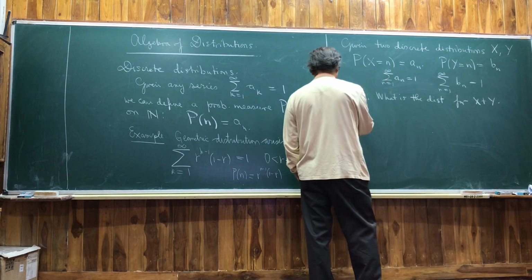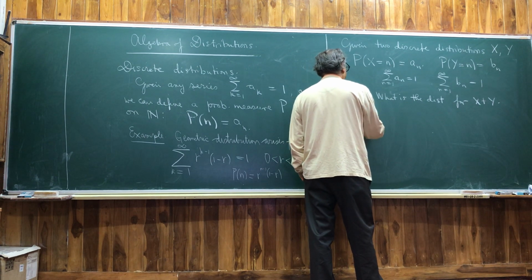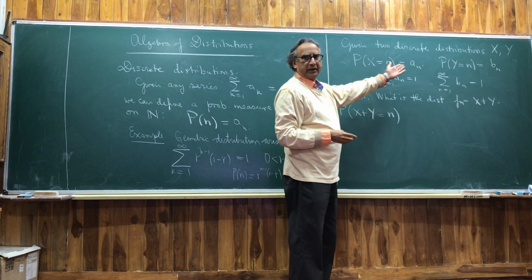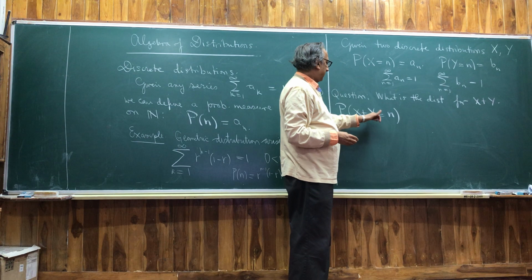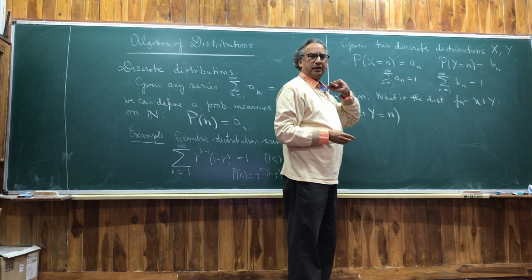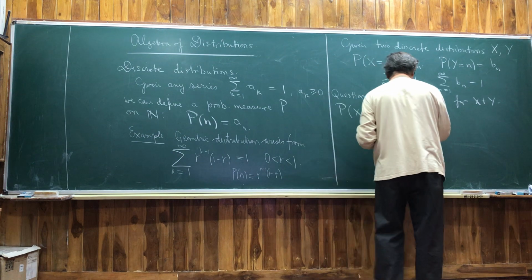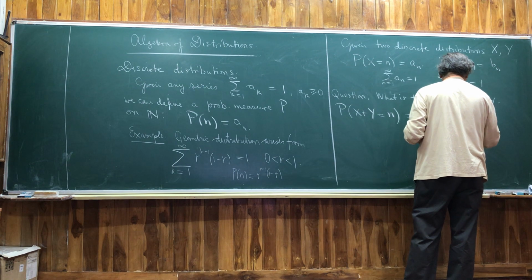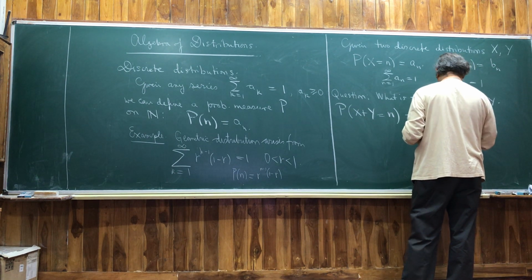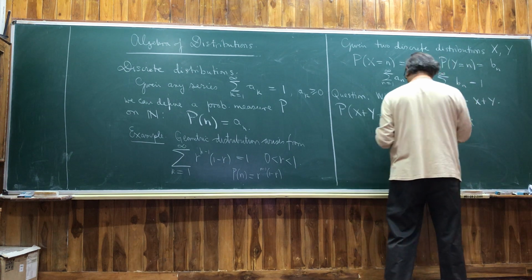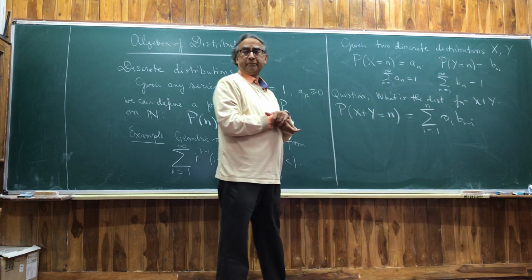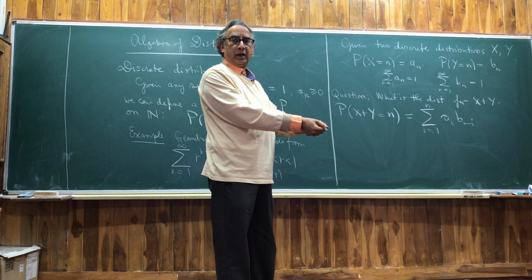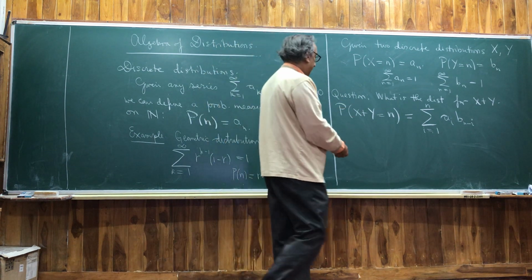So the probability that x plus y equals n, well, x is a random variable that only takes on natural numbers. So these are i plus j, such that i plus j equals n. So this is simply going to be equal to the summation of a sub i b sub n minus i, going from 1 to n. So this is the distribution of the sum. So in this way, it's pretty easy. In the discrete case, the distribution of the sum of two random variables is easily determined.